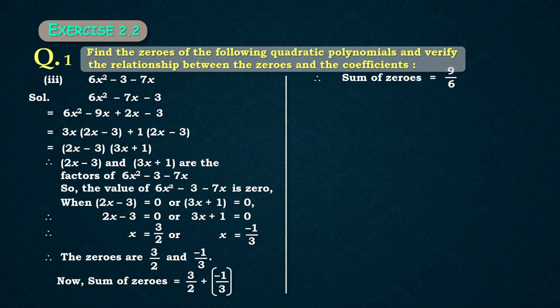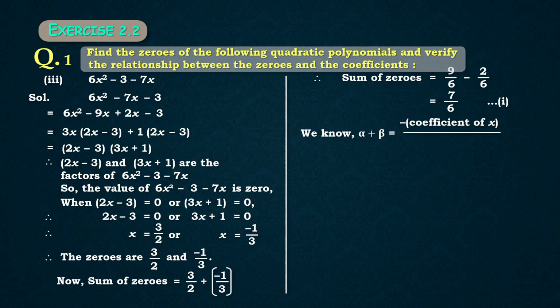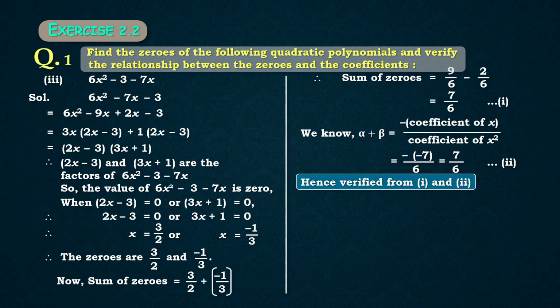Taking the common denominator 6, this becomes 9 by 6 minus 2 by 6, which equals 7 by 6. Now, according to the formula, the sum of zeros is equal to negative of the coefficient of x divided by the coefficient of x squared. The coefficient of x is minus 7. The coefficient of x squared is 6. So negative of minus 7 divided by 6 equals 7 by 6. Both values are equal. So the first relationship is verified.